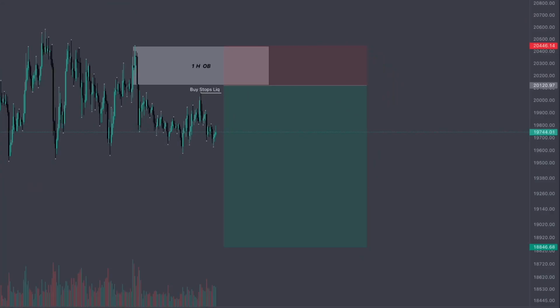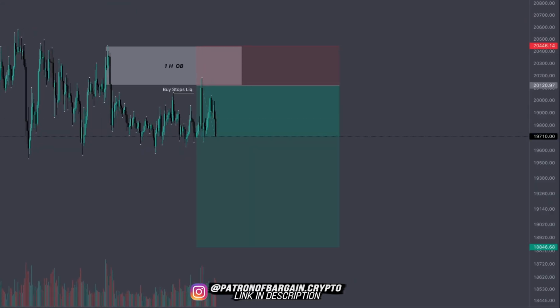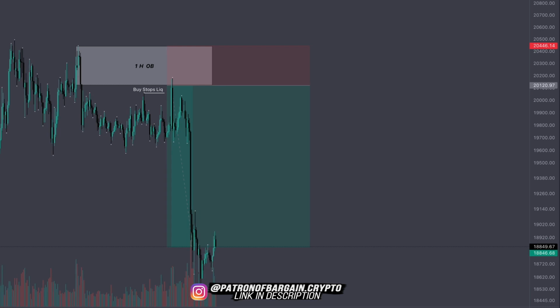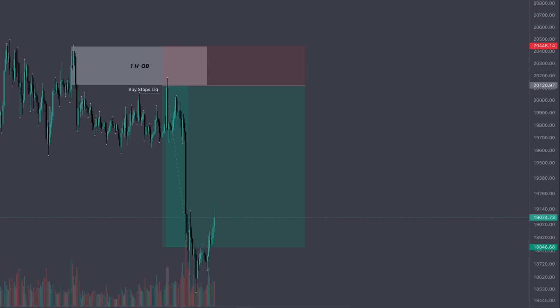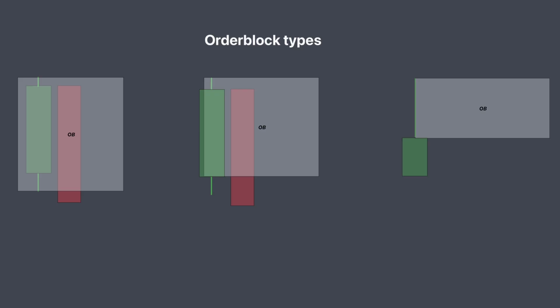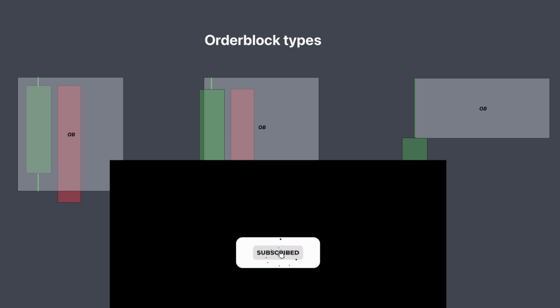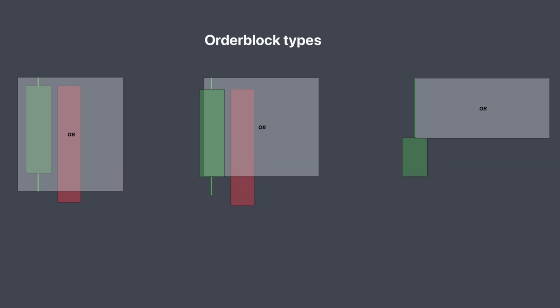Hello everyone, today we are going to take a detailed look at the order block. I will explain how and why it's formed and how it's used. You will learn how to find it correctly. I will also tell you what factors you need to consider when searching for an order block. This method is very effective and easy to use.